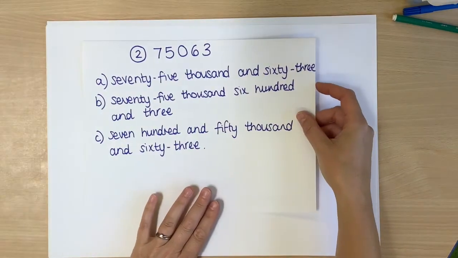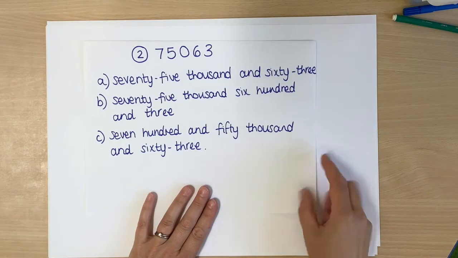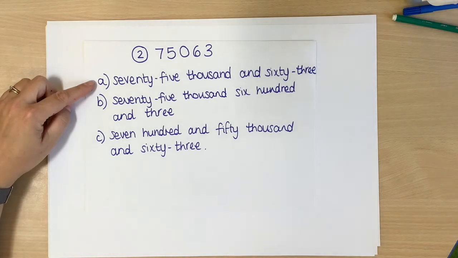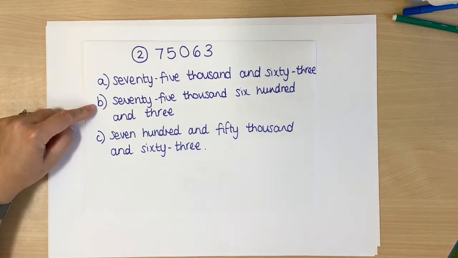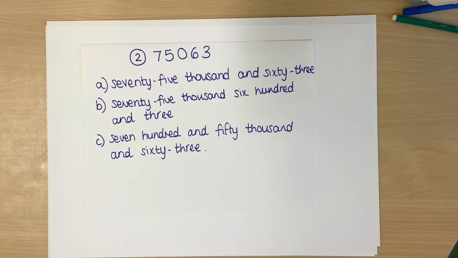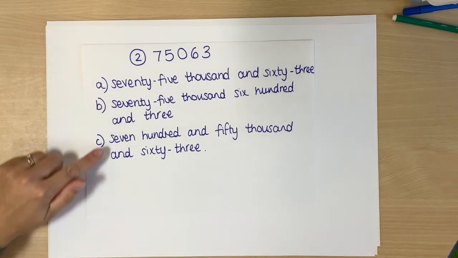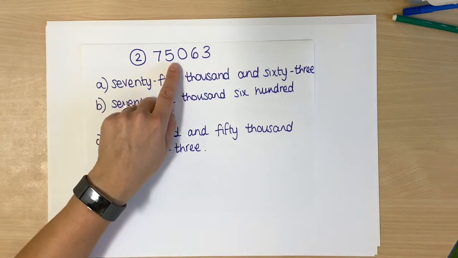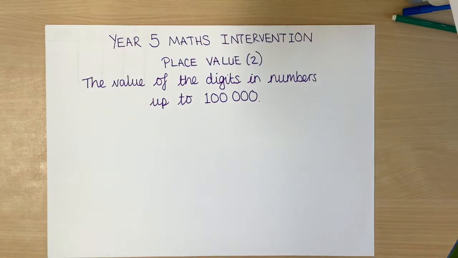Another one for you, so pause the video, have a look. Which one of these is that number there? Okay, was it A, 75,063, B, 75,603, or C, 750,063? If you said A, you would be right, 75,063. So today we are looking at the value of the digits in numbers up to 100,000.